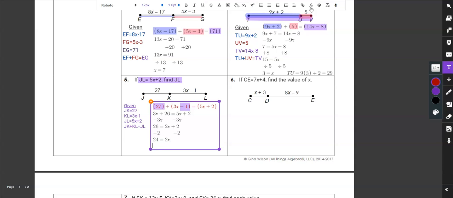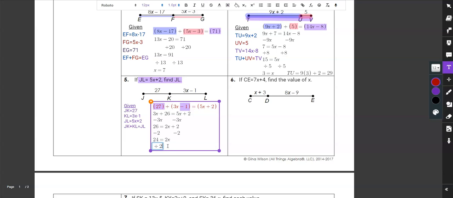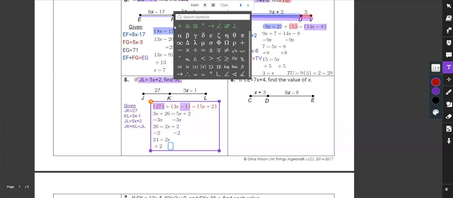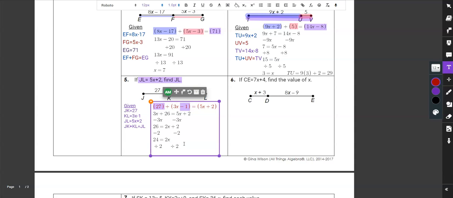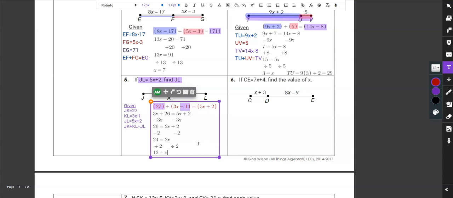We are going to then divide both sides by 2. Again, I'm using the formula tool. I'm going to put divide by 2. I'm going to space over, and again, I'm going to put divide by 2. This is how I would want you to show that step. Right. Now, when we divide both sides by 2, we are left with 12 is equal to x. But again, they did not ask me to find x. They asked me to find JL. So I need to substitute 12 in.